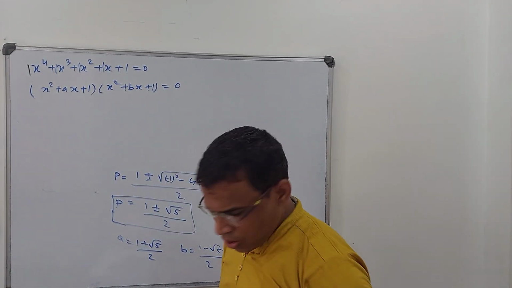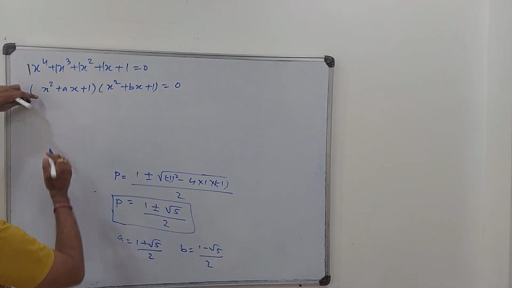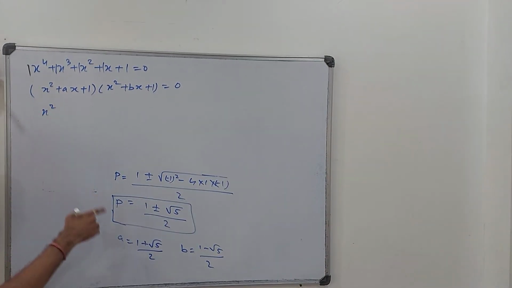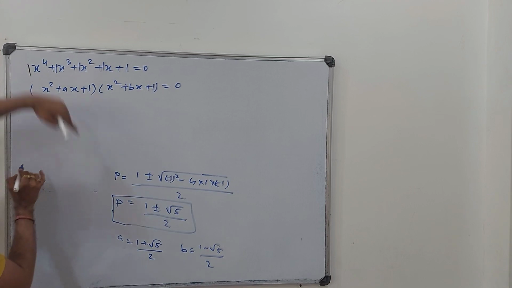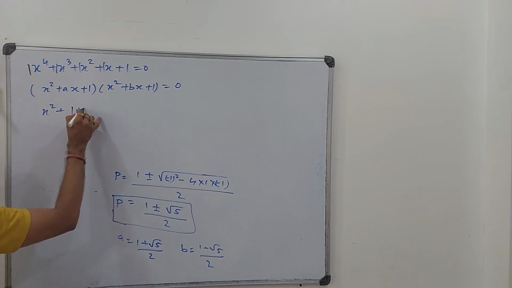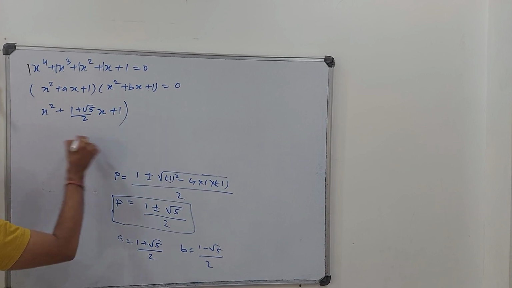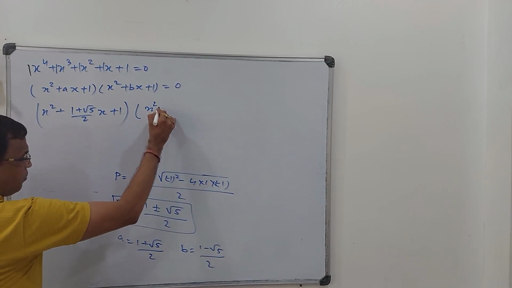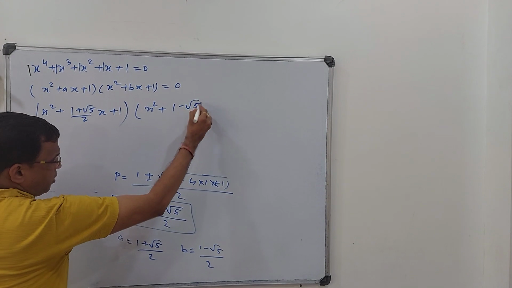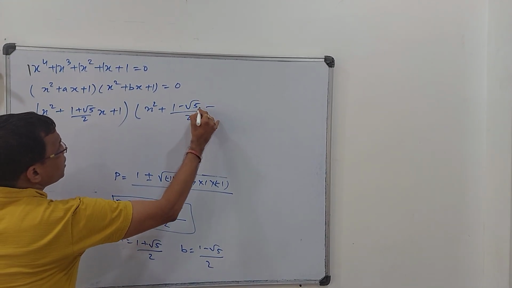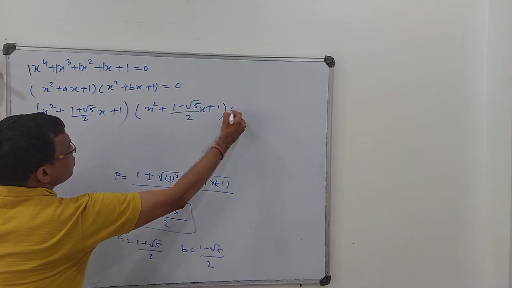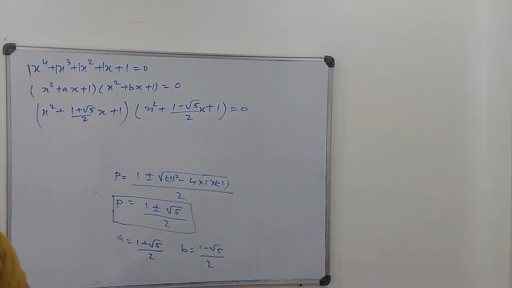So we'll just put down here. It's coming x square plus, in place of a it is (1 plus root 5)/2 times x plus 1, and x square plus (1 minus root 5)/2 times x plus 1 is equal to 0. That is something we are getting.